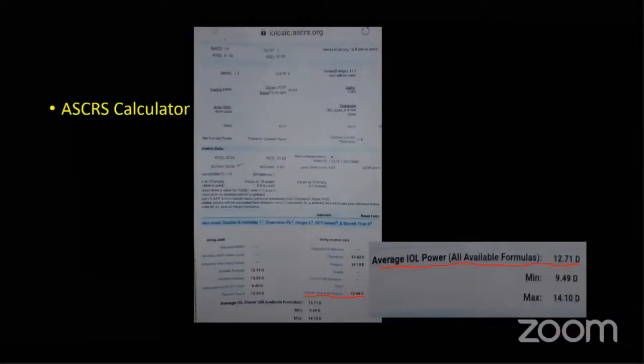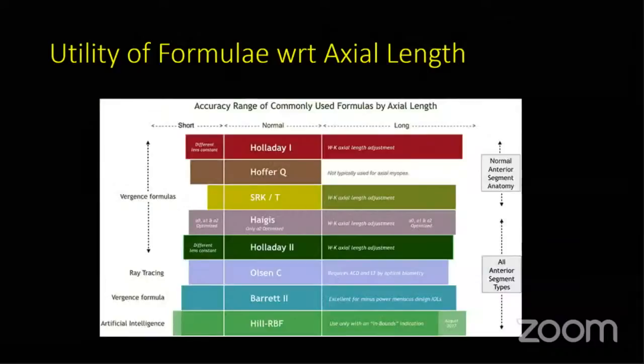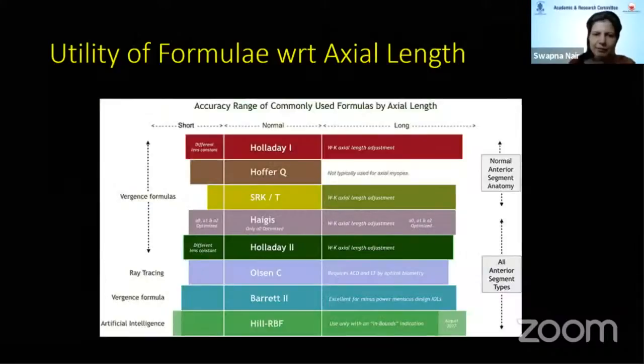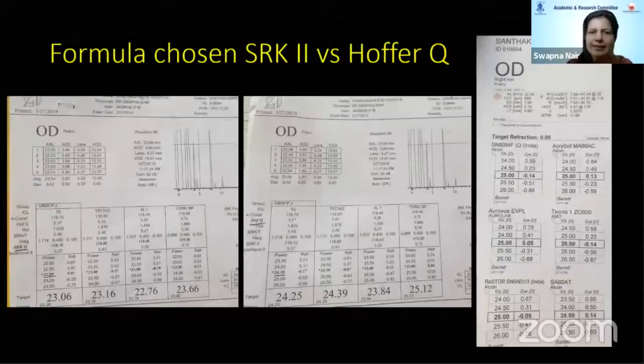Now, with respect to axial length, if you look at this chart, which has been shown very often, you can see that Barrett 2 is the only one which does not require modification across all axial lengths. There has been some skepticism regarding hypermetropia. But if you see this chart, you'll see that Hoffer Q, which gives the correct value of 25 diopters with the ultrasound, is corroborated by Barrett's on the right with the same IOL power.